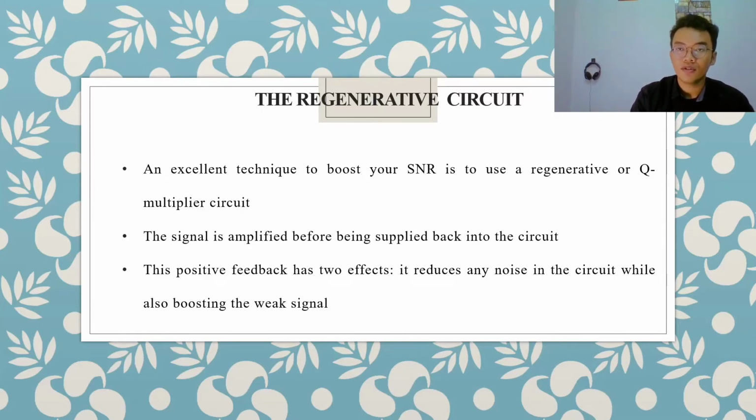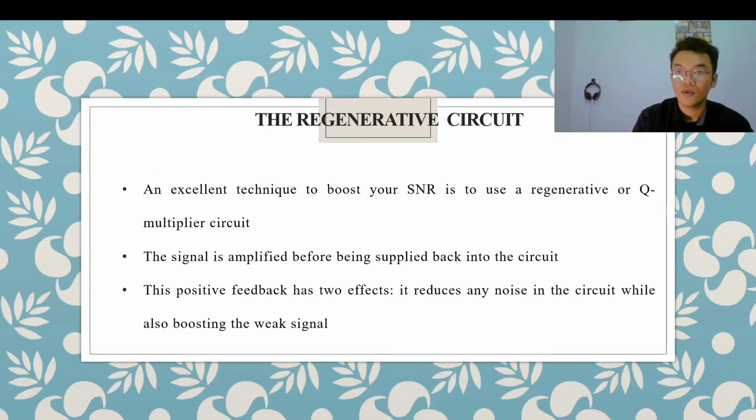So I will continue to explain the possible solution for enhancing the output SNR. We are choosing the regenerative circuit or regenerative receiver, because it's an excellent technique to boost your SNR. Number 1, it uses a regenerator or Q multiplier circuit. Number 2, the signal is amplified before being supplied back into the circuit. Number 3, this positive feedback has 2 effects: it reduces any noise in the circuit while also boosting the weak signal.